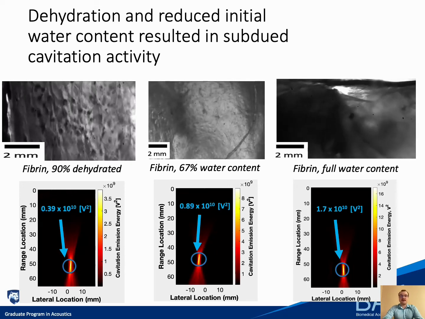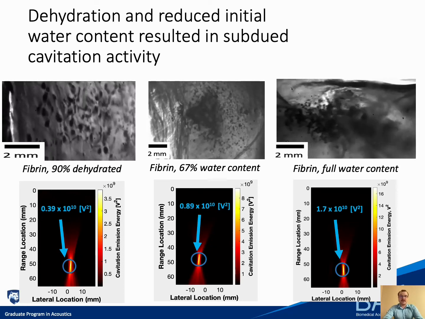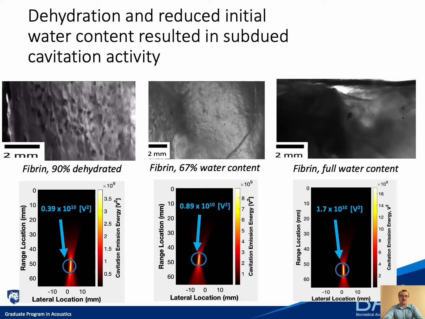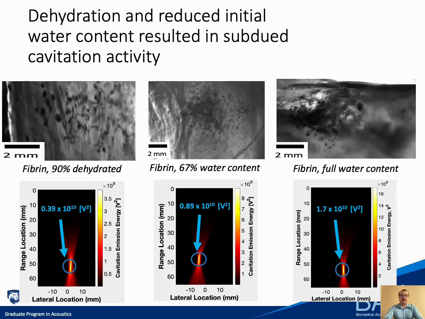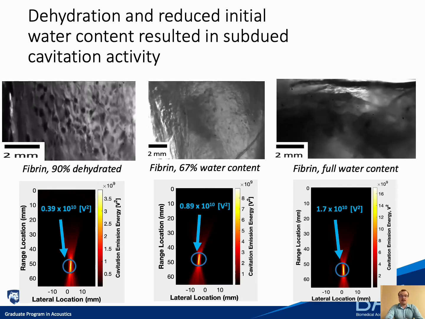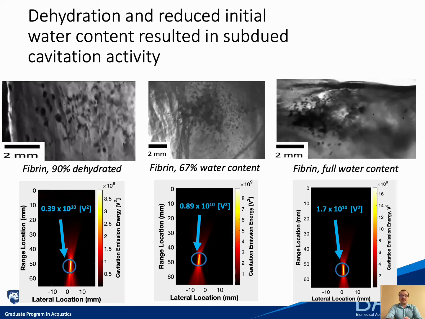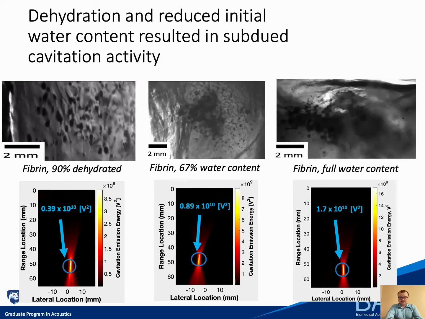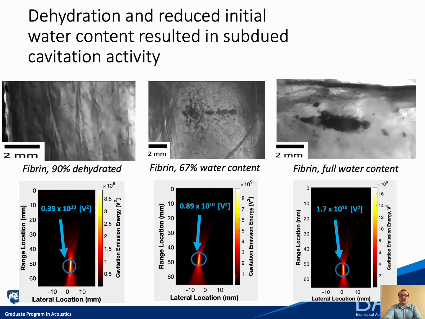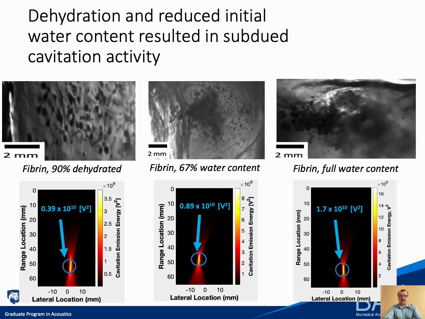Additionally, as we adjusted the water content of fibrin gels by either adding less water content in its formulation or allowing them to dehydrate, we see that a decrease in water content corresponds to a decrease in peak cavitation emission energy, as well as a decrease in visual cavitation activity that we can observe in high-speed photographs. When we compare the dehydrated fibrin on the left to standard fibrin on the far right here, we see significantly less violent cavitation activity overall, as well as quantitatively a decrease of over 60% in the peak cavitation emission energy.